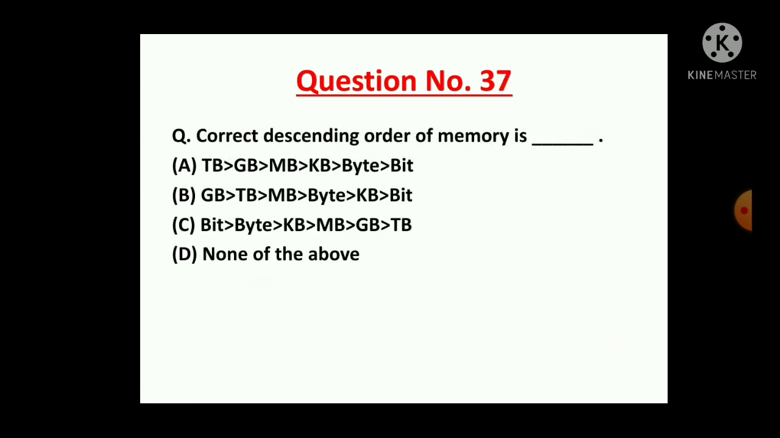Question number 37, correct descending order of memory is. Correct descending order, that means बड़े से छोटे तक आना. So options A is correct. Terabyte greater than gigabyte, greater than megabyte, greater than kilobyte, greater than byte, greater than bit.